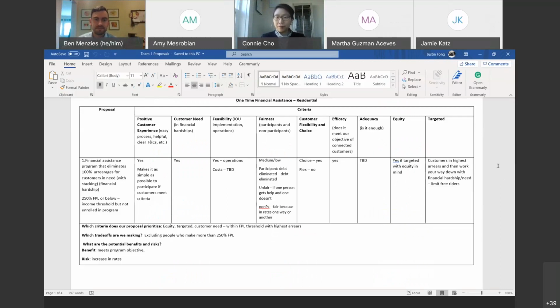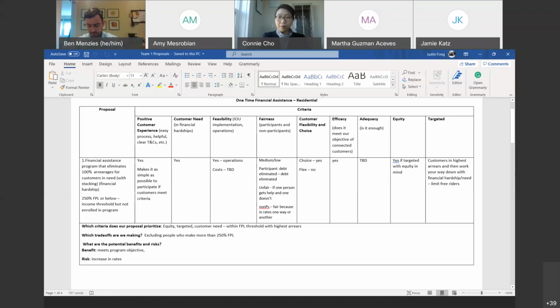This is Jamie Katz with Leadership Council for Justice and Accountability. I'm presenting for Group 1. We had representatives from San Diego Gas and Electric, PG&E, the Cal Advocates, Proteus Inc., CWA, and the Energy Efficiency Council. So we developed 9 criteria in order to evaluate the 3 proposals that we are bringing forward today. Those are positive customer experience, customer need, feasibility, fairness, customer flexibility and choice, efficacy, adequacy, equity, and whether the proposal is targeted or not.